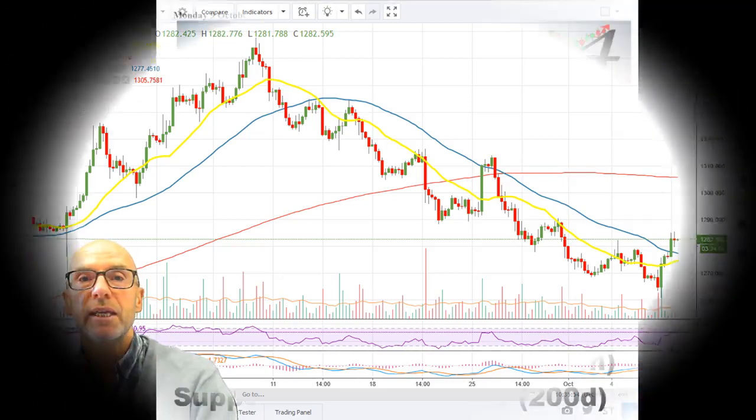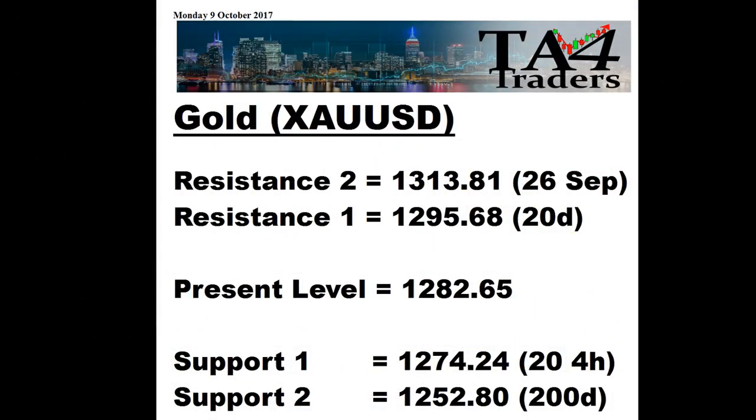Looking at the support and resistances, resistance 1 is at the 20-day, 1295.68. And the resistance 2, 26th September high, 1313.81. With support from the 20 of the 4 hour, 1274.24. And then the 200 day, which is at 1252.